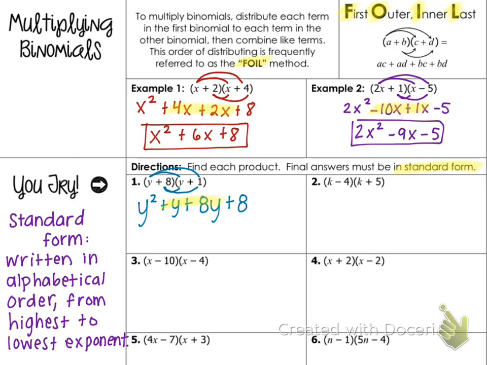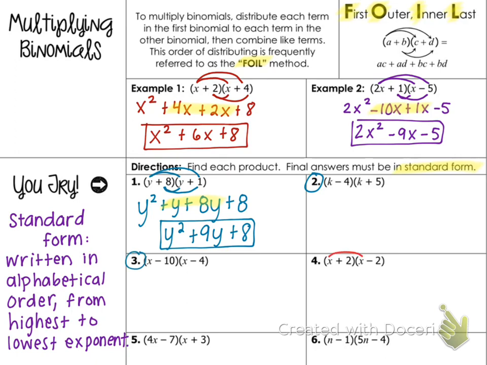We're going to add the middle two terms, so y squared. Here it's not 8y, there's a 1 in front of this y, so 1y plus 8y is 9y, and then just bring down that plus 8. It's in standard form: y squared, so a 2, a 1, and no y's here. Okay, try number 2 and 3.